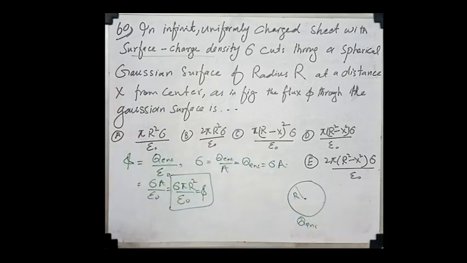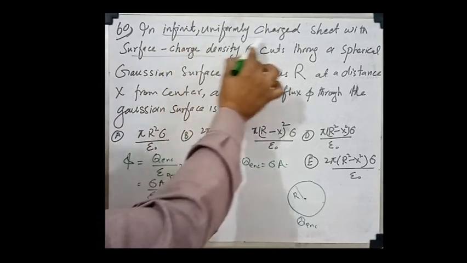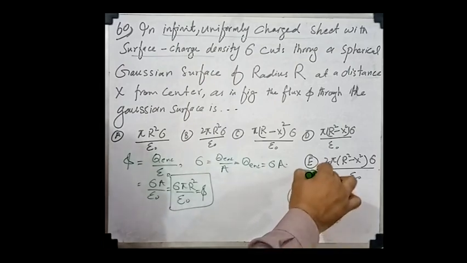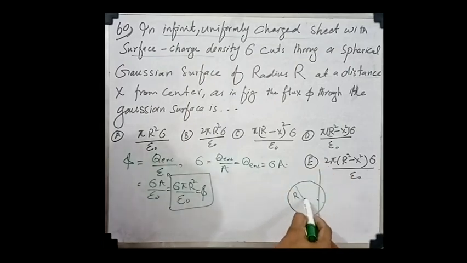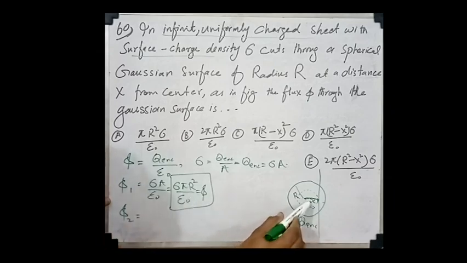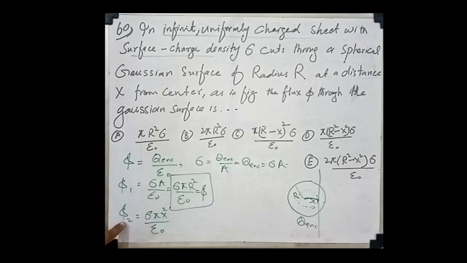Now the problem is that an infinite uniformly charged sheet having charge density sigma cuts this Gaussian surface at a distance x from its center, which means in this case the Gaussian surface reduces to a circle having radius x. The flux phi 1 is sigma pi r square divided by epsilon naught, and the second flux phi 2 will be sigma pi x square divided by epsilon naught. So this is the flux for the total circle and this is the flux for the smaller circle.